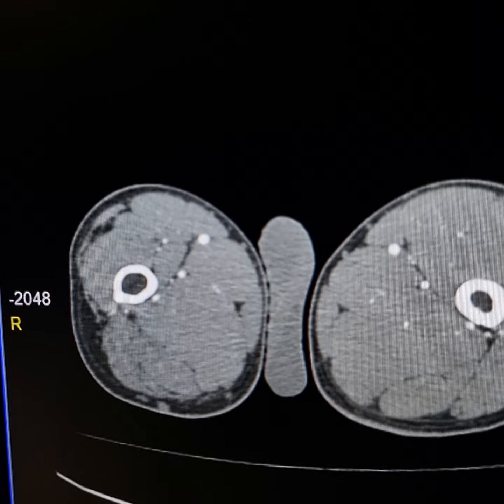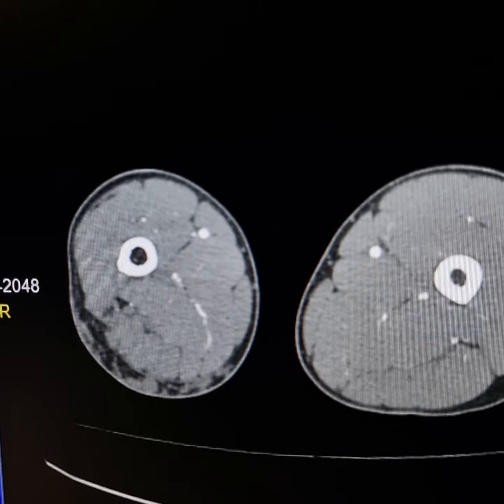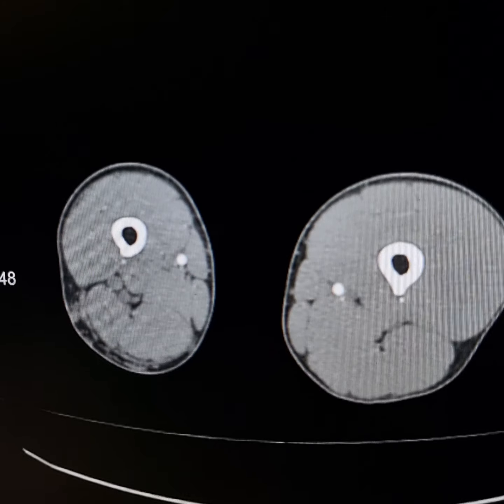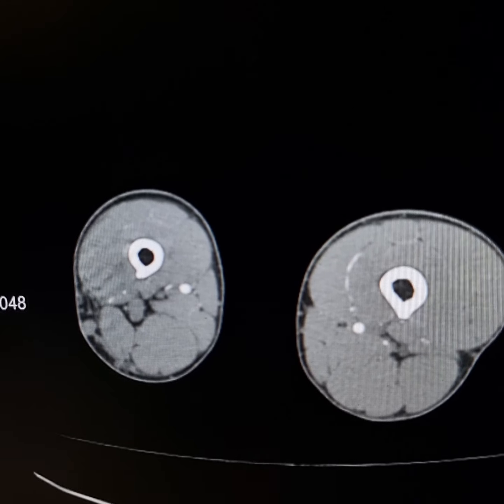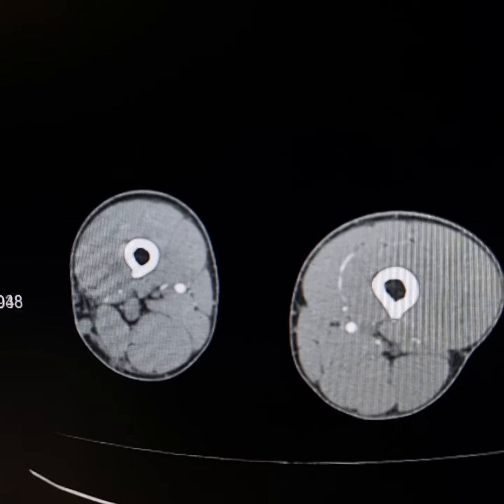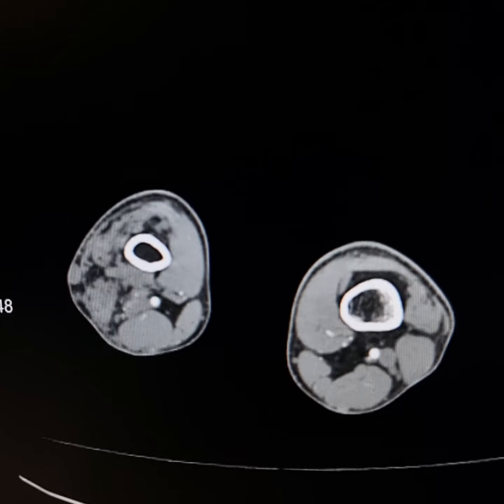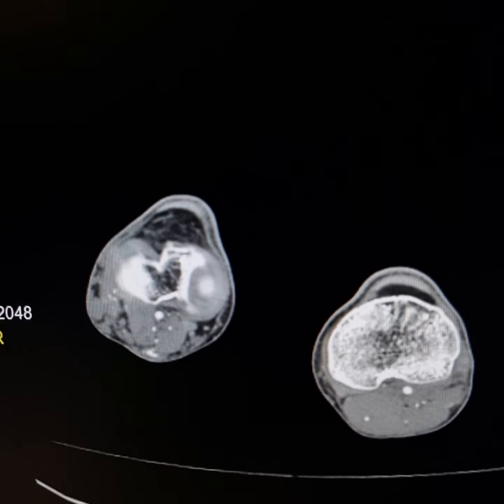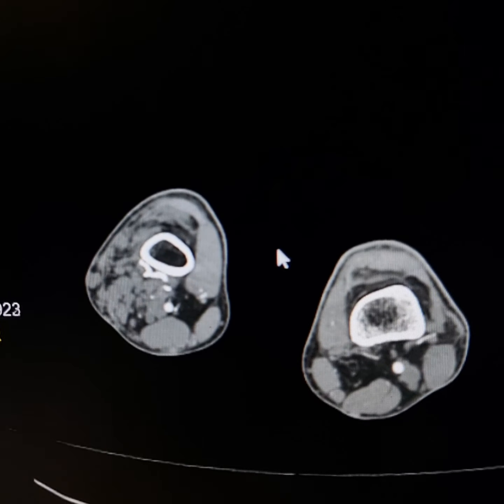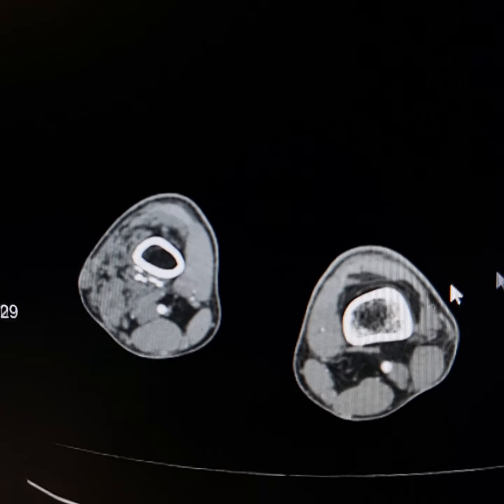There are multiple venous hemangiomas. This is the arterial phase. Please observe the sizes of both the limbs. In the venous phase, I will show you now. Please observe these phleboliths here.